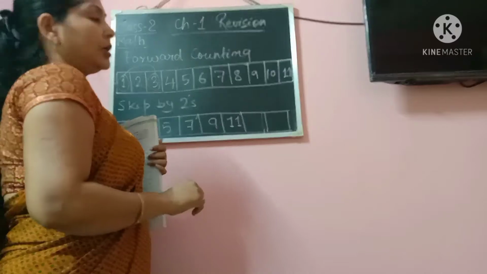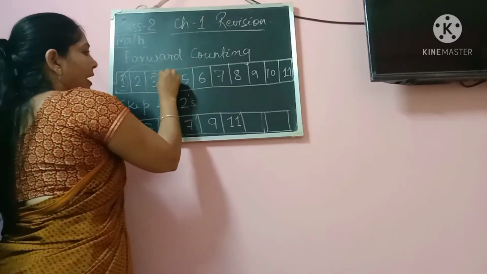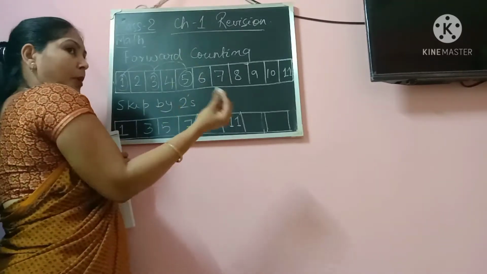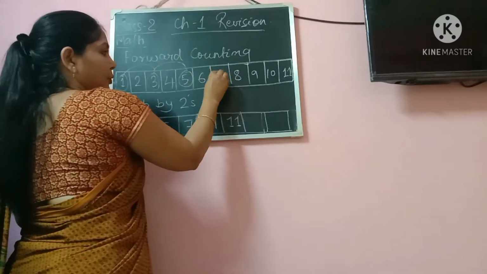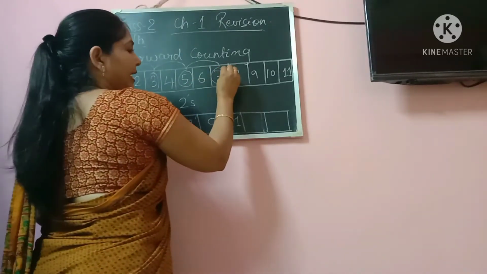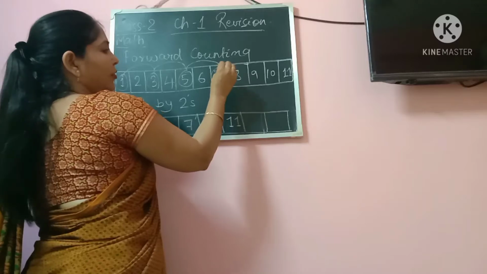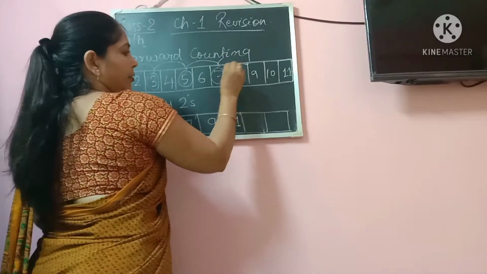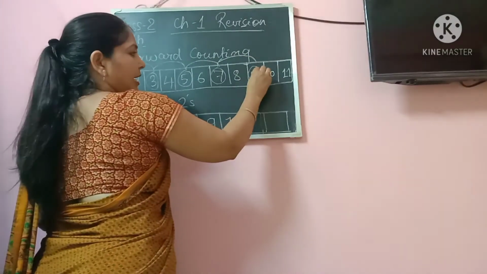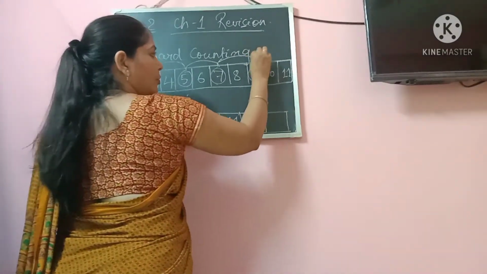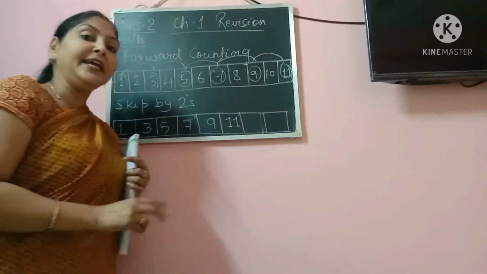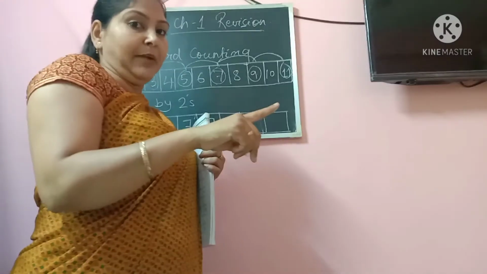Again I will jump 2 boxes. 1, 2. So I am reaching 5. Again 2 boxes. 1, 2. From 5 I am getting 7. Then again I count 1, 2. From 7 I am getting 9. Then from here again 1, 2. Like this, each time I am adding 2 to the previous number.